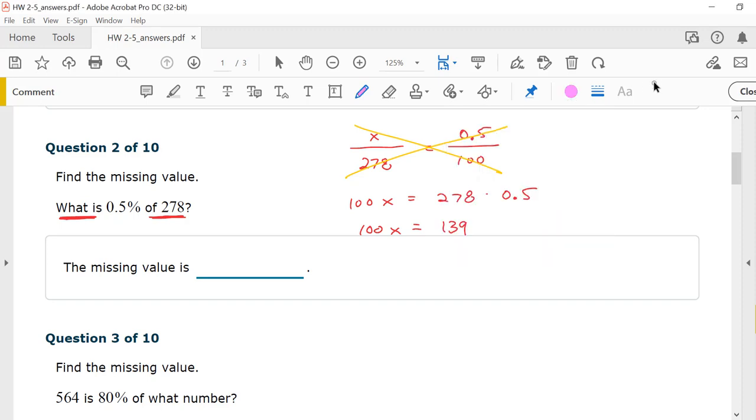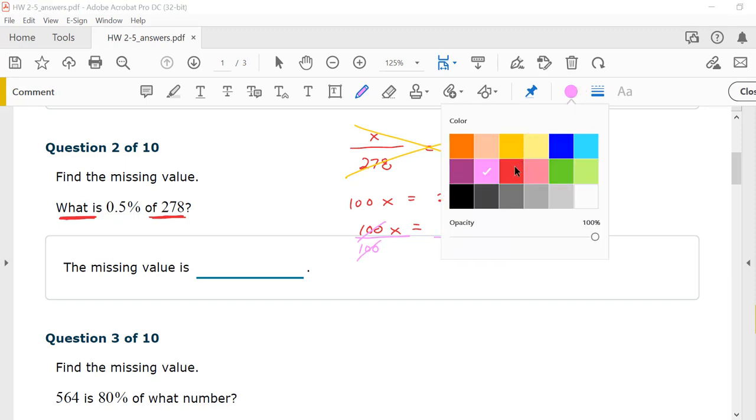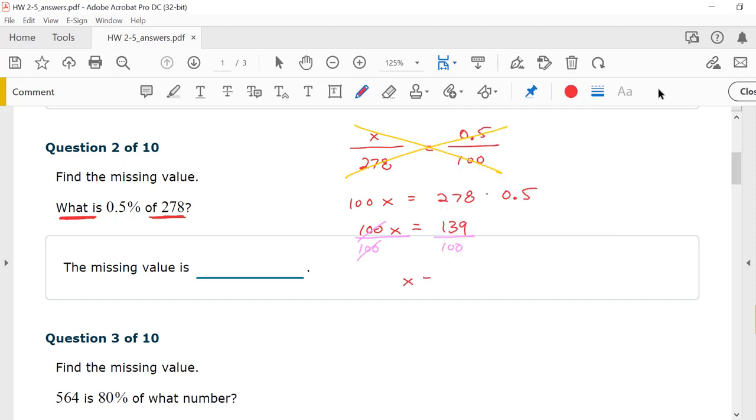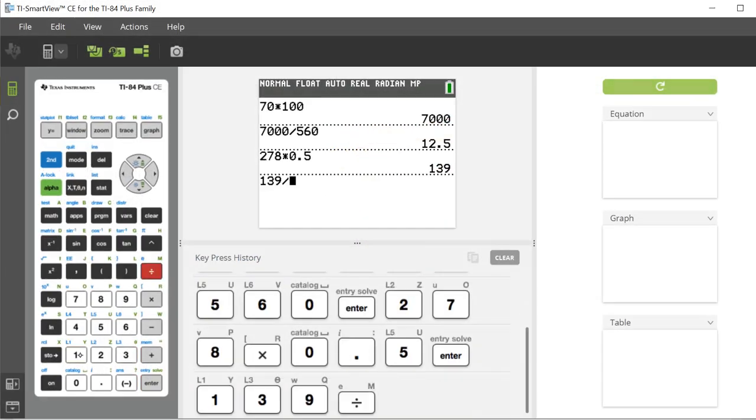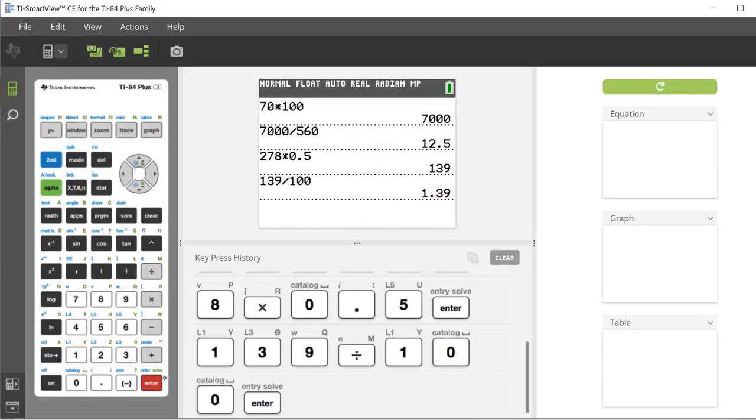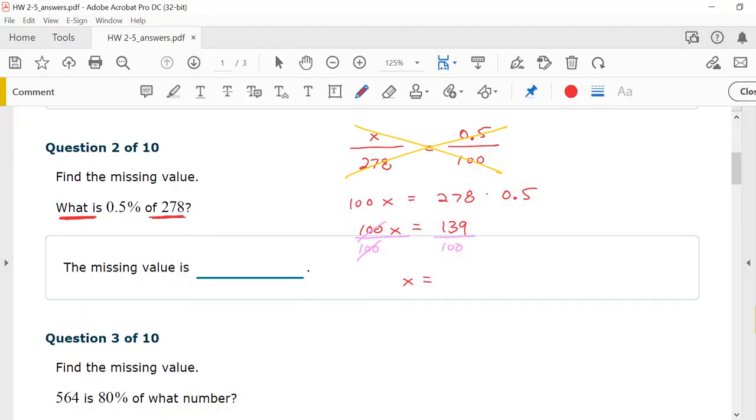Dividing both sides by 100 to get the x by itself, I have x equals 139 divided by 100, 1.39. So 1.39 is 0.5% of 278.